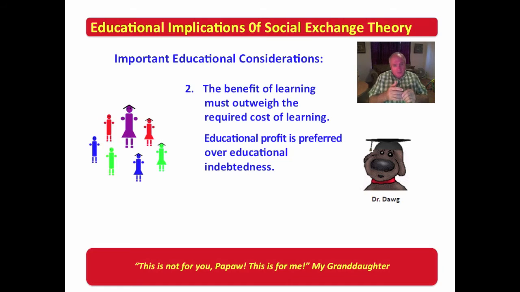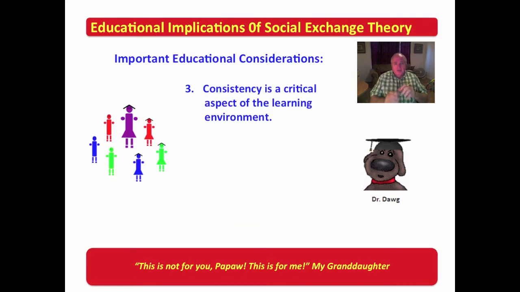Educational profit is preferred over educational indebtedness. In other words, the benefits need to be greater than the cost, and that's to be preferred over the cost being greater than the benefits. Many will want to learn once the benefit is perceived, and it is perceived that the benefit outweighs the cost.